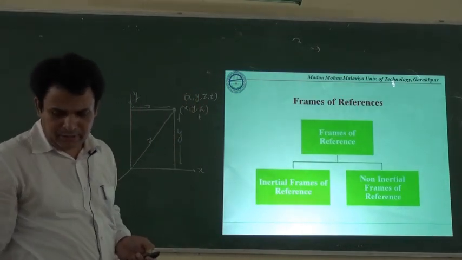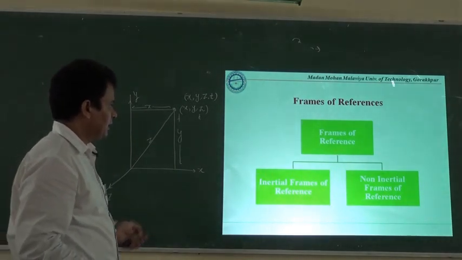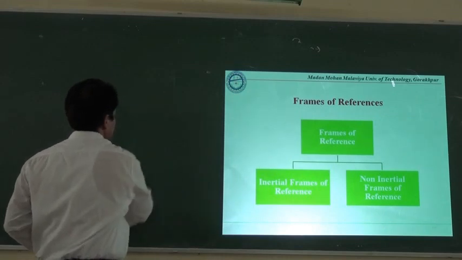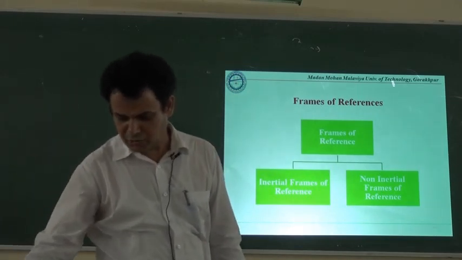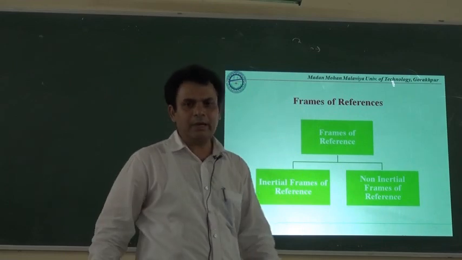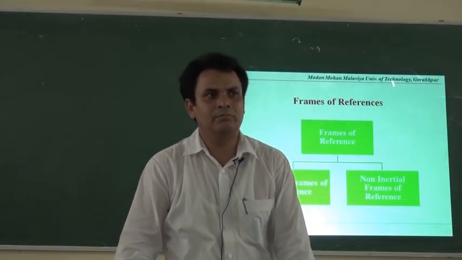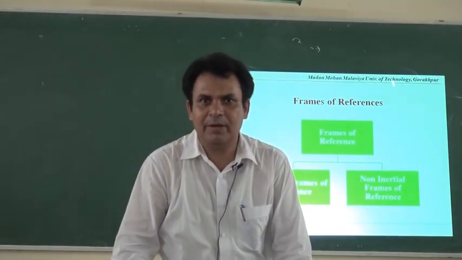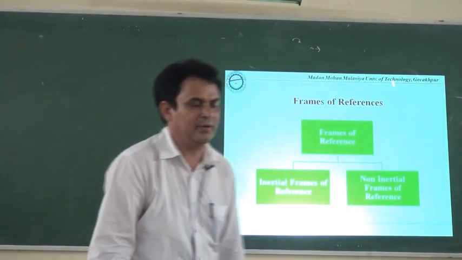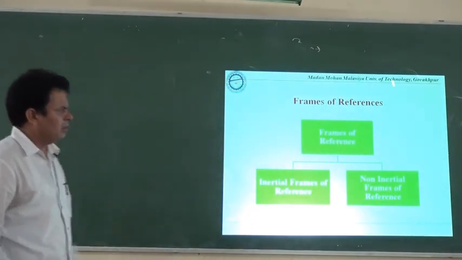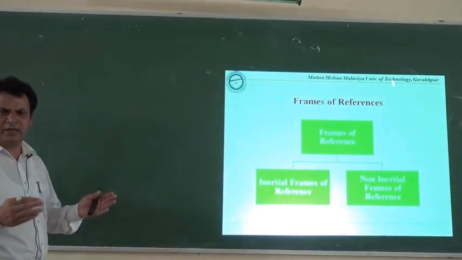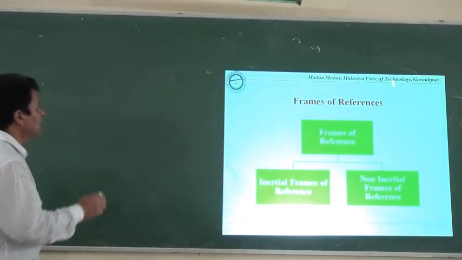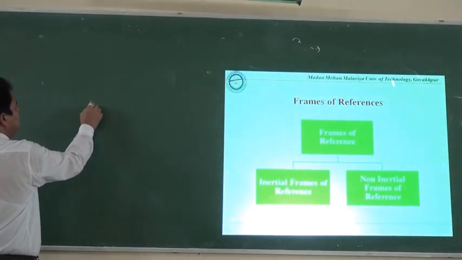These frames of reference are classified into two categories. Number one is the inertial frame of reference, and the other is the non-inertial frame of reference. Students often have confusion regarding the inertial and non-inertial frames of reference. Let us see it very carefully, as it is very simple to distinguish between them. So let us take them one by one. Inertial frame of reference.